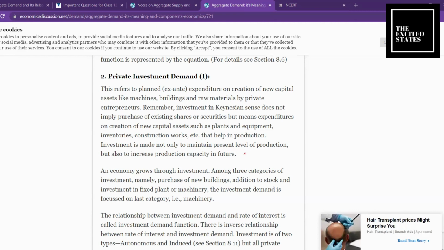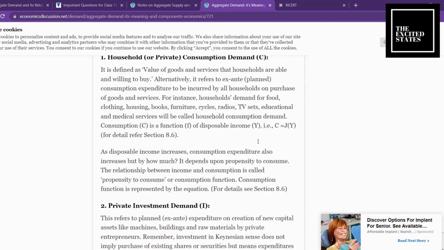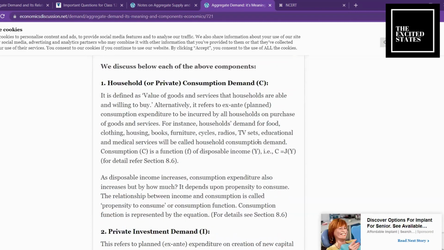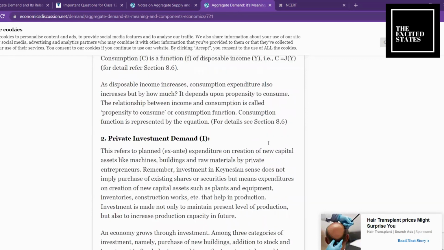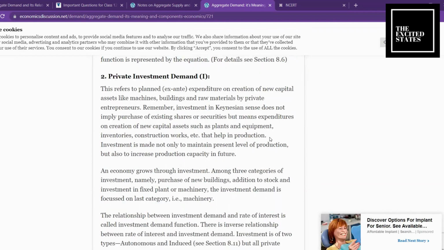But if we are talking about the two sector model, in that model only two things are there. First is consumers and second is producers. So the consumer is what? Consumer is household or private consumption demand. And if we are talking about private investment demand, that means this investment is done by the private investor. Here we are talking about private investors, not government. Okay.